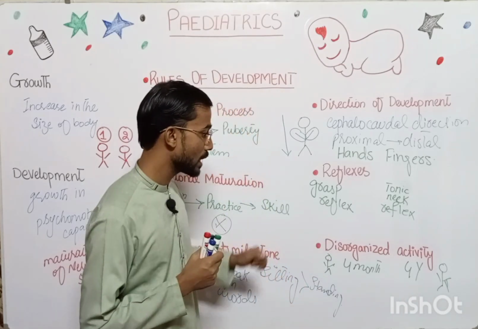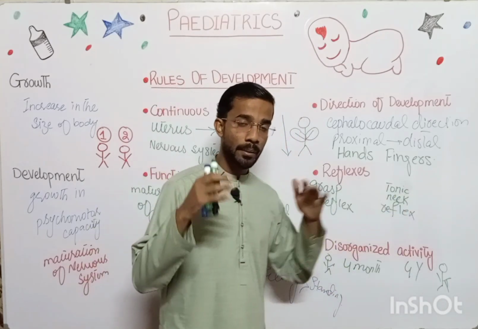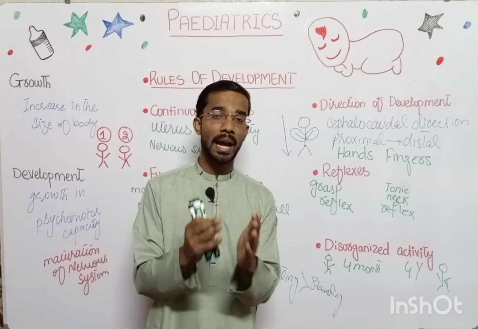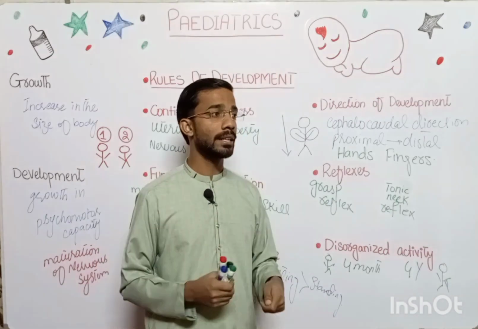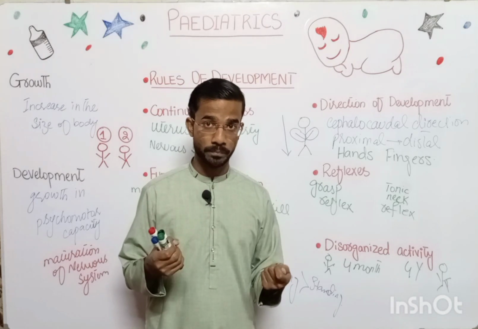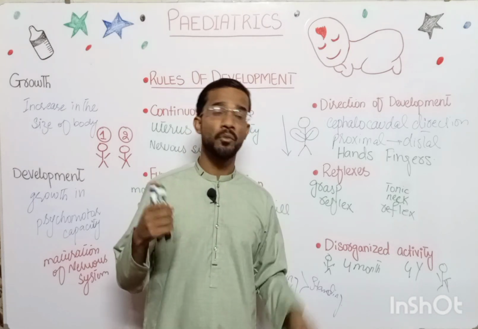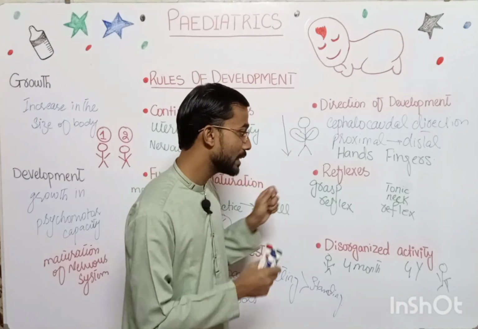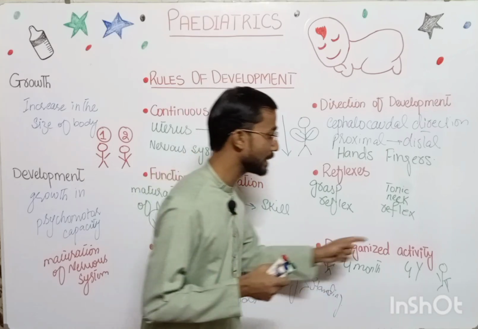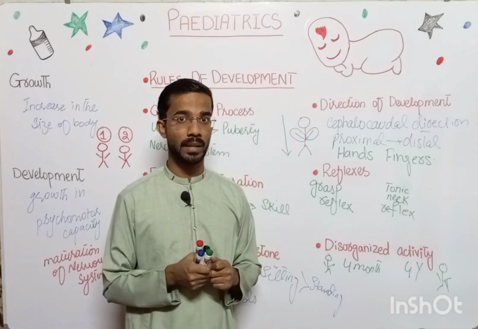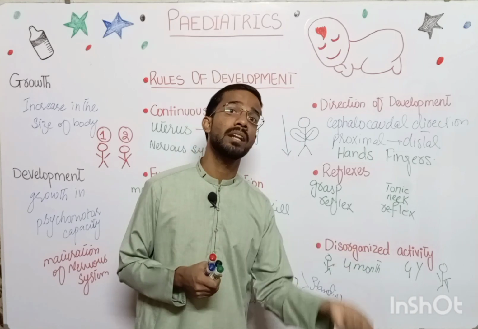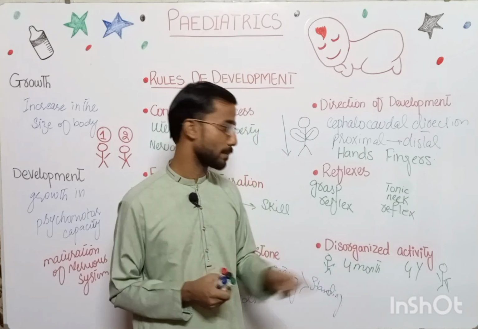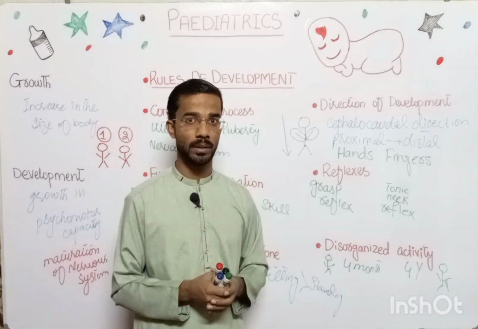If, let's suppose, the 4-year-old boy sees the toy and starts crying and shouting and moving his hands, then it means there is some abnormality in the 4-year-old child. And which abnormality? Nervous system abnormality is present in the 4-year-old child.